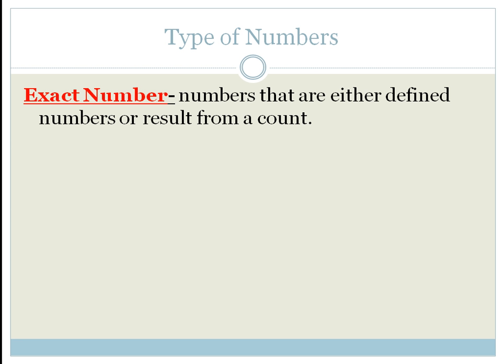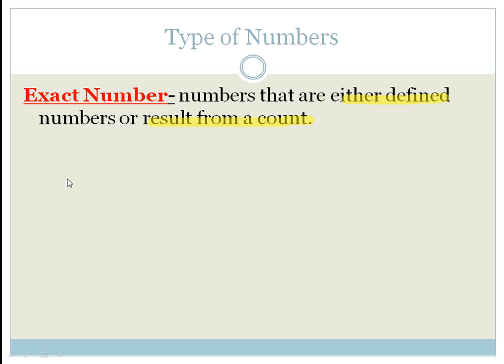There's what we call exact numbers, and these are numbers that can be defined, or in other words, they're a result from a count. An example of this is if I were to say there are a dozen eggs, dozen is defined as 12. You can't have 12.1 eggs in a dozen or 11.9. Or if I were to count the students in my classroom, I would have 32 students. I couldn't have 32.4 students. Alright, these are exact numbers.